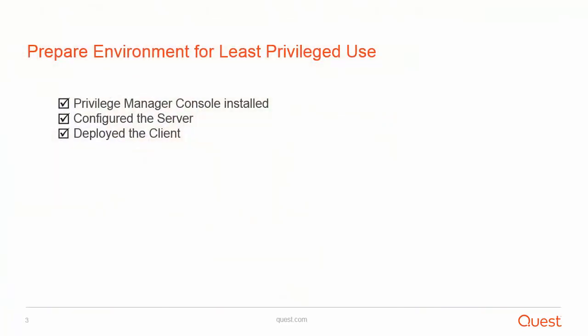Now that you have installed the Privilege Manager console, configured the server, and deployed the client, you are now ready to prepare your environment for least privileged use by configuring reporting and discovery, approved privileged applications, user self-service, and by removing local admin rights.